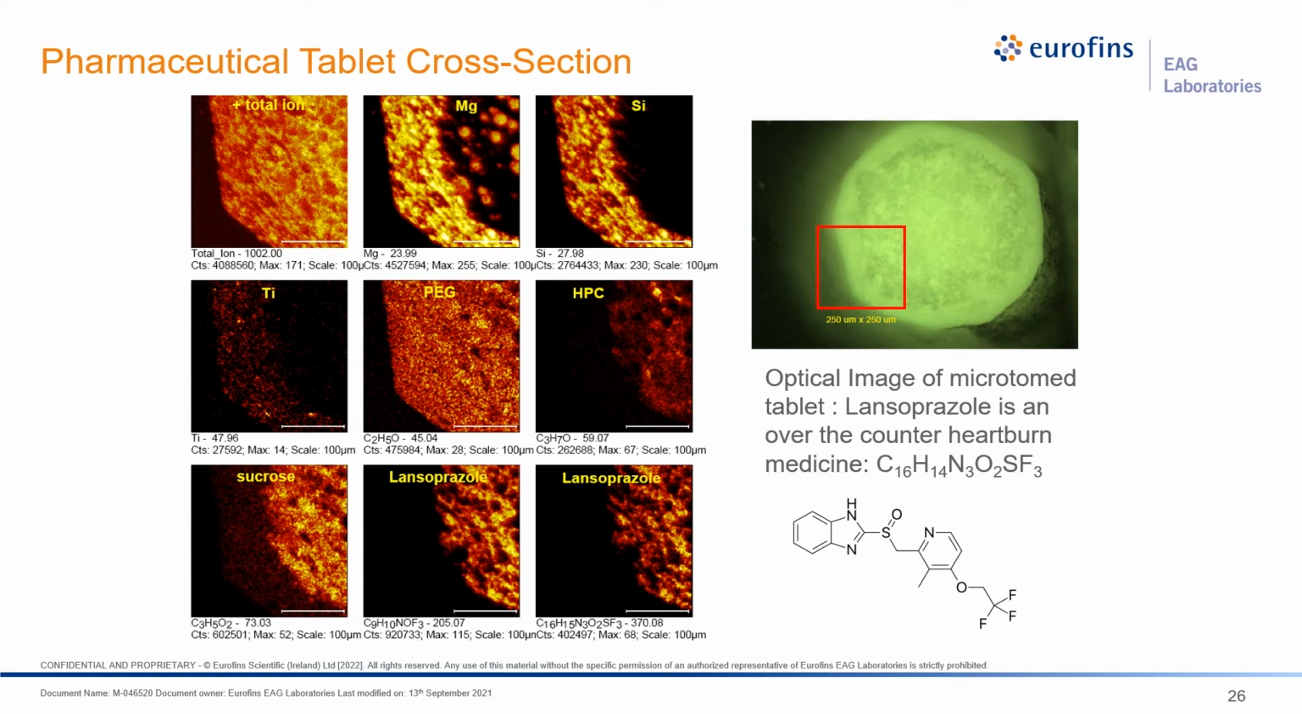You can get an indication of that from the morphology here in the optical image, but we've got conclusive proof of the composition from the ion images.